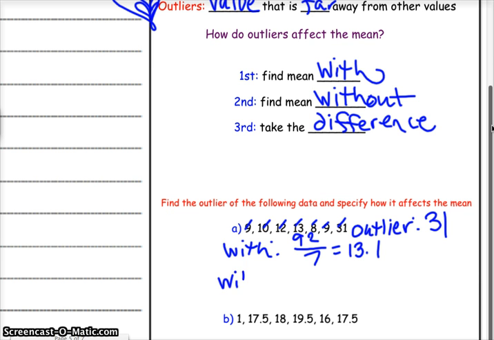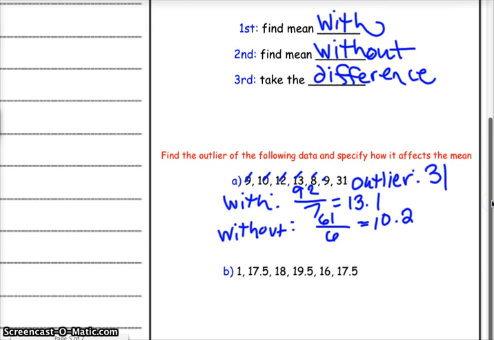To find the mean without, I like to do it the easy way. I know the sum with it, I just take the outlier out, so I subtract 31 from it, and I get a sum of 61. Then if I don't have the outlier in there, I have 6 terms. And we get 10.2. So how did it affect the mean? I got to take that difference. 13.1 minus 10.2 is 2.9. So around 3. It affected the mean by 3.